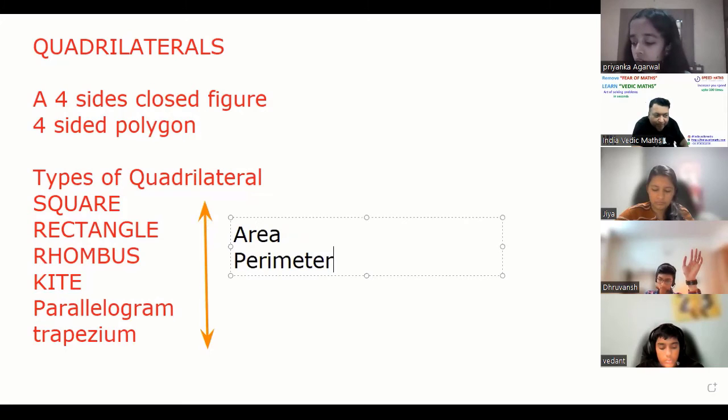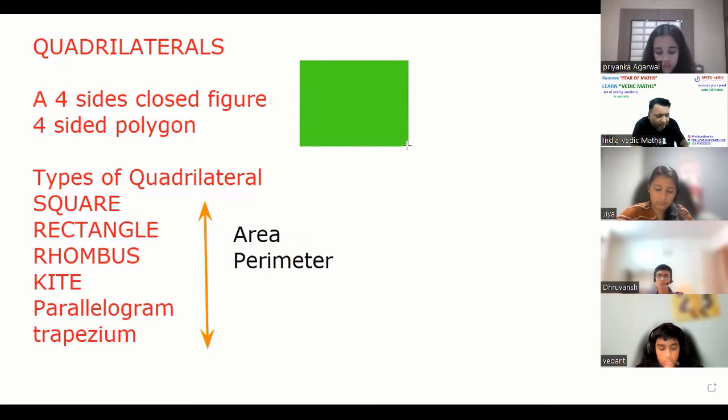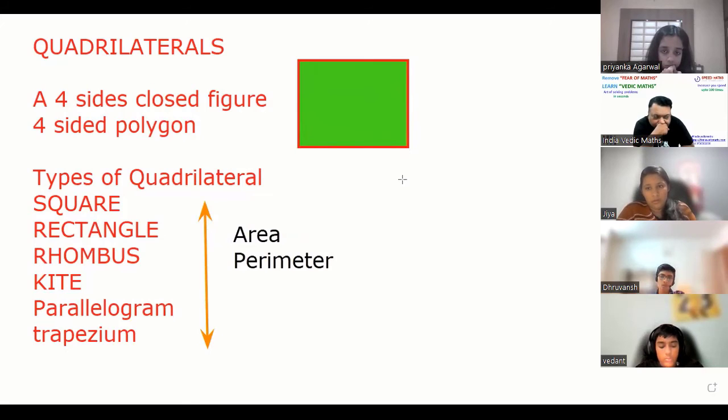Yes, Naja. And then Dhruvansh. Sir, area means the space inside the shape. Suppose I make a polygon like this. And suppose I make another one. Tell me, Naja. Yes, Dhruvansh. So in that figure, red is the perimeter of it and green is the area.